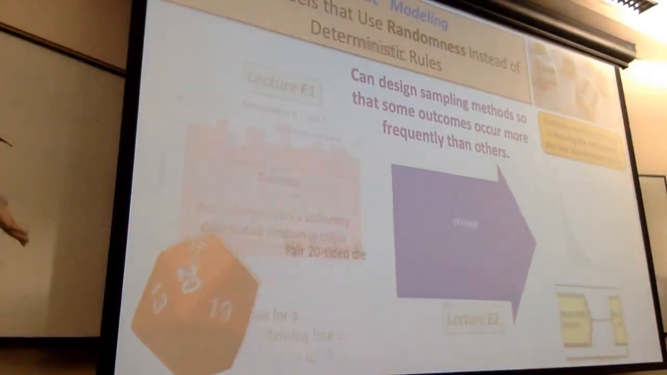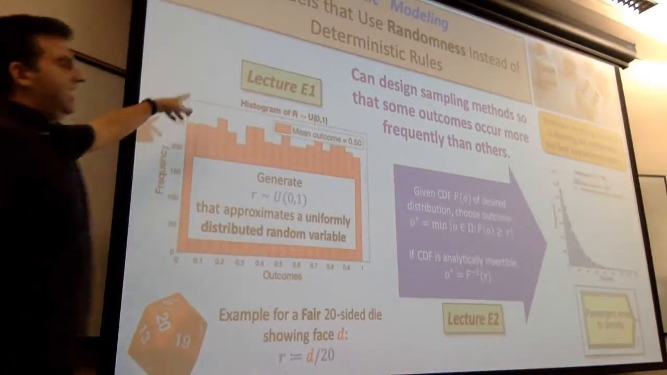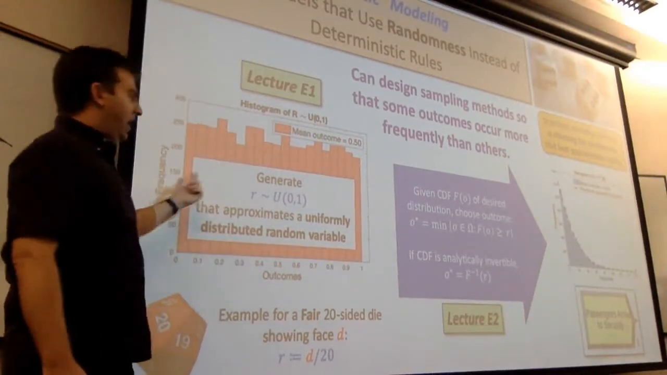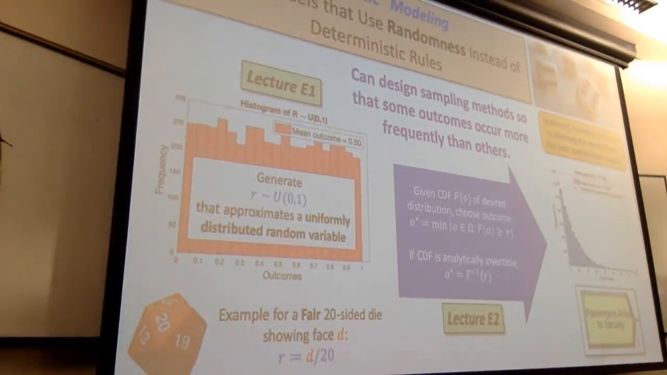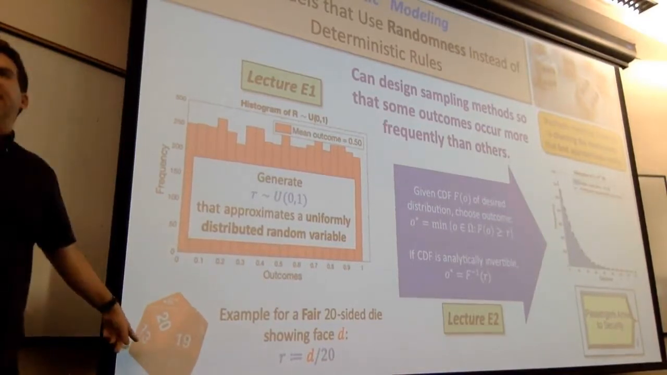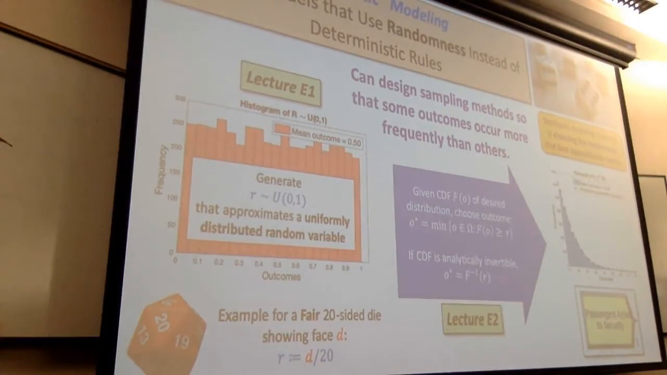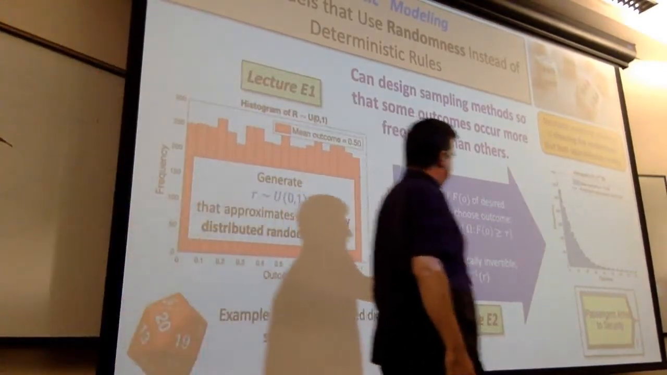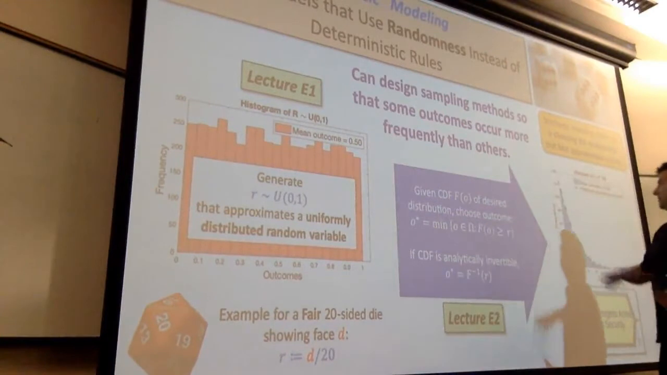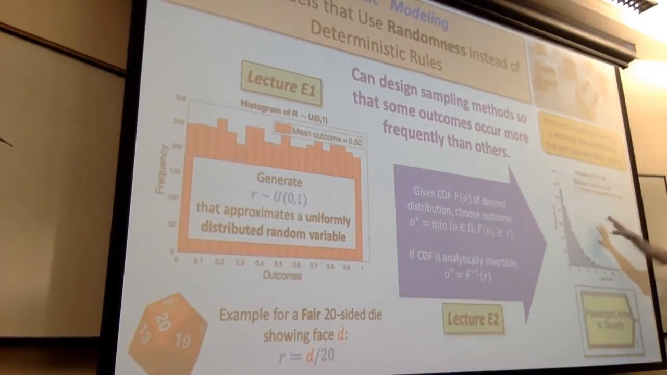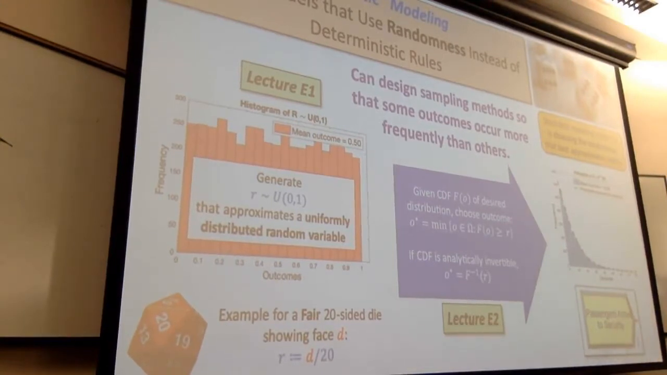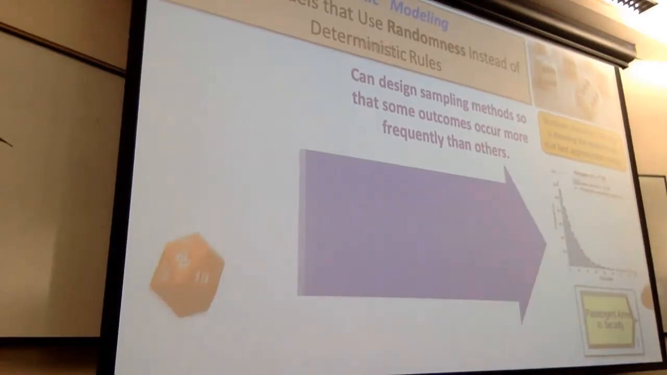Now, I need a way to generate this fair die, and we'll talk about that in lecture E1, where there are ways we can use deterministic math to generate something that approximates a fair die. Once we have a fair die, we will use some mathematics in lecture E2 that allows us to draw from any probability distribution we want. So as long as you can fit a probability distribution to data, we can build a sim that generates data that looks just like the real data. And that's what we'll use in these sims.